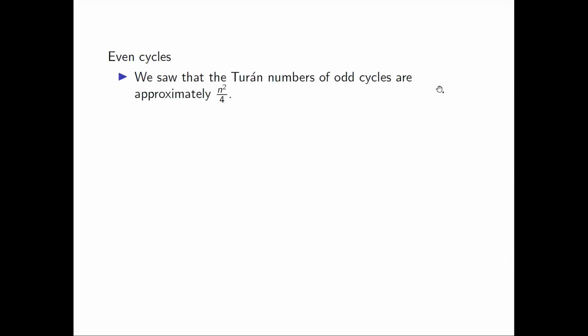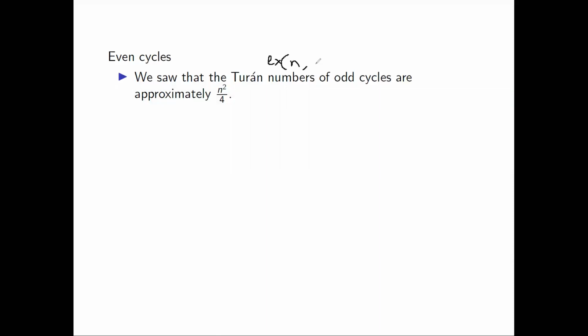Hey, welcome back. In this video, we're going to continue discussing the Turan numbers of cycles. In the last video, we went over the Turan numbers of odd cycles. So we found sharp bounds on the Turan numbers of odd cycles. We found that all of them are approximately n squared over 4. More precisely, we saw how to show that ex(n, C_{2k+1}) is approximately n squared over 4, and this is for each k greater than or equal to 1.